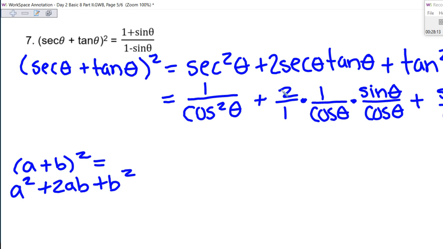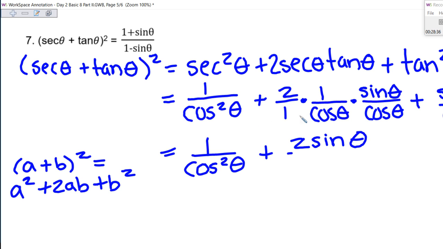Now let's go ahead and multiply that in the middle. So I have 1 over cosine squared of theta. Multiply the numerators. 2 times 1 is 2. 2 times sine of theta would give us 2 sine of theta. Multiplying the denominators. What's 1 times cosine times cosine? I like that. It's a common denominator so far. And looking at the last one, it is a common denominator. So now that we do have a common denominator, we can go ahead and add everything together.